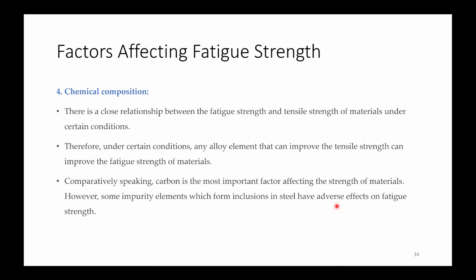So there is a close relationship between fatigue strength and tensile strength of materials under certain conditions. Therefore, under certain conditions, any alloy element that can improve the tensile strength can also improve the fatigue strength of materials. And comparatively speaking, carbon is the most important factor affecting the strength of materials. However, some impurity elements which form inclusions in steel have adverse effect on fatigue strength. For example, alumina, silica.